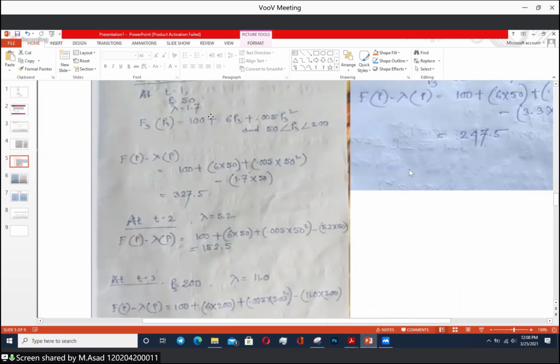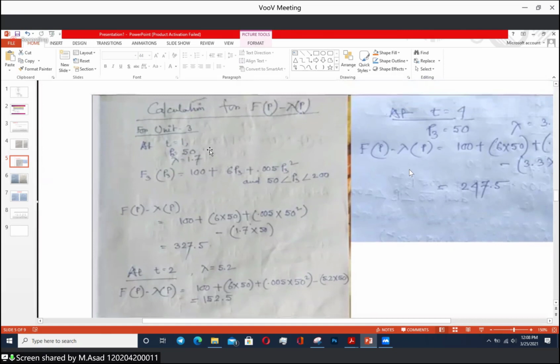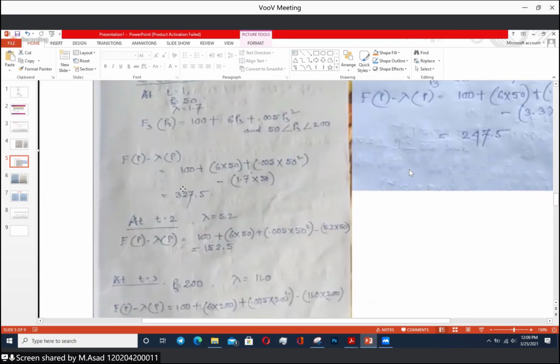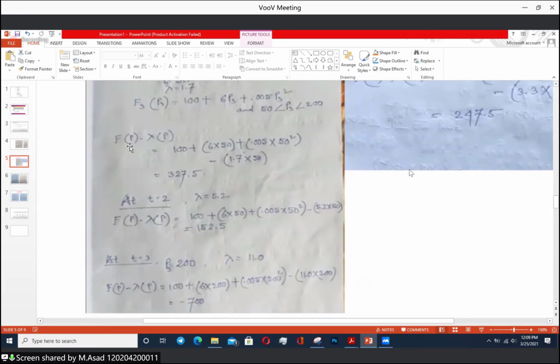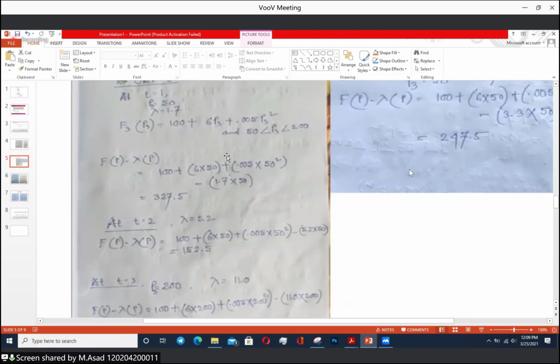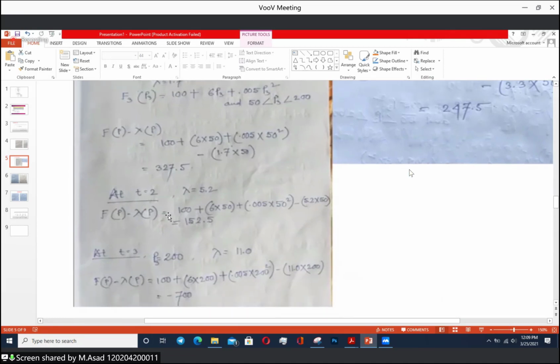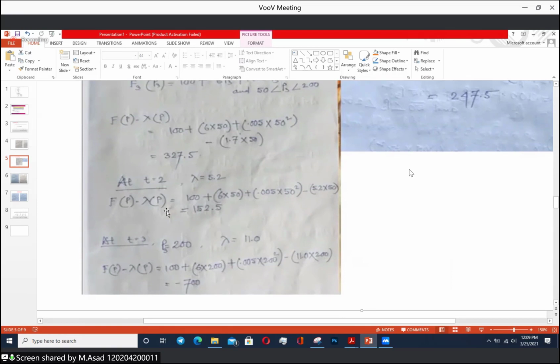So when the station is off, the power of the third unit is between 200 and 50, so we can take the minimum value of 50. So the calculation is fp minus lambda p, 100 plus 6 times 50, as p3 is equal to the minimum value. As it is off, it is 50, and we get the calculation equal to 327.5.